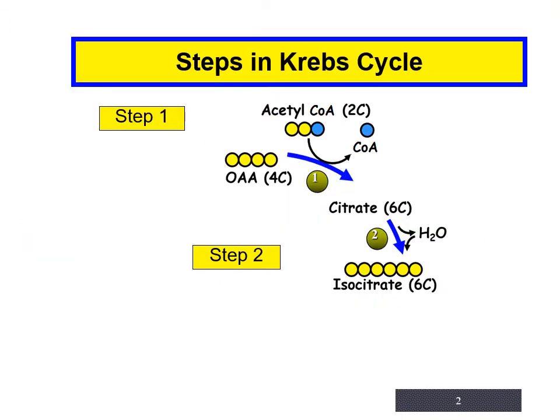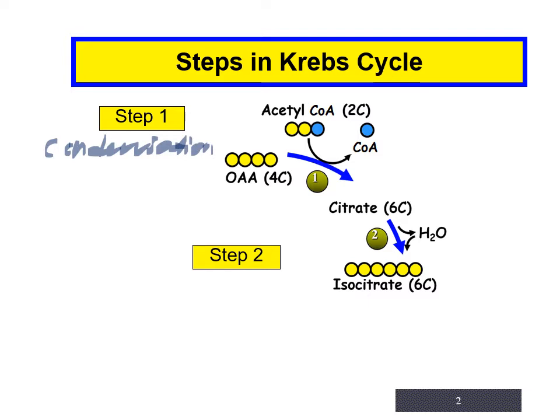So now we look at the detailed steps in the Krebs cycle. There are eight steps in the Krebs cycle. We start with step 1 and step 2. Step 1 is the condensation process.